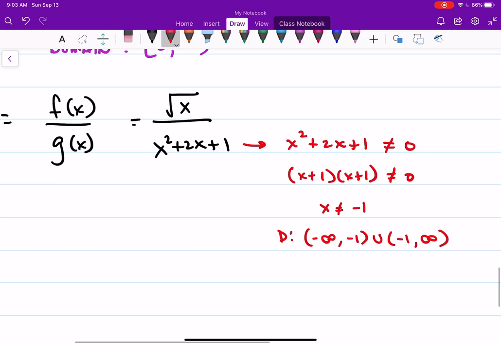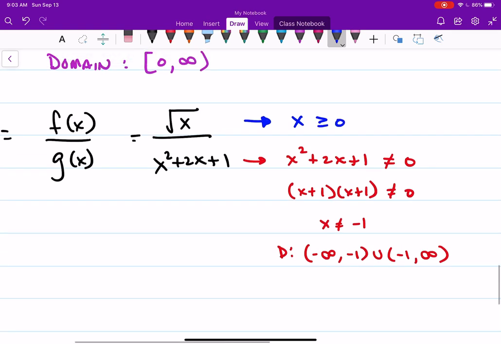And then up here on top, well, that's a horrible arrow. On the top, I can say that x has to be greater than or equal to 0 still, right? So that means my domain here is still going to be 0 to infinity.